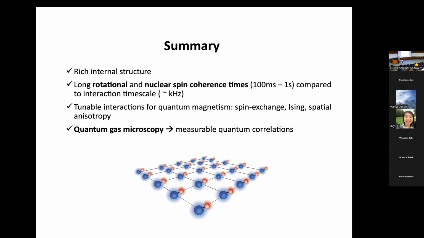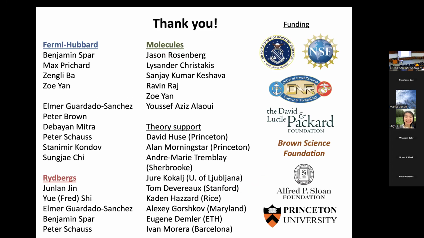So to summarize, we've really, at this point, pushed molecules to the point where we can do quantum simulations with them. We have good control over the internal states. We have long coherence times. We can observe the interactions between them. And now we can do these experiments where we can measure with these microscopes the molecules at individual sites. All right, so thank you very much for your attention.